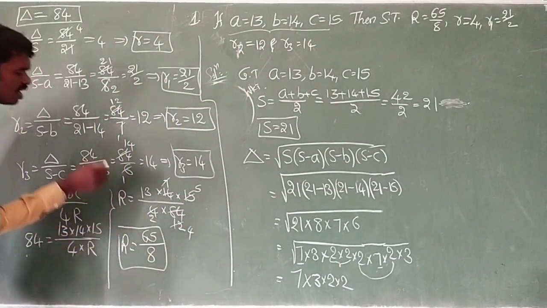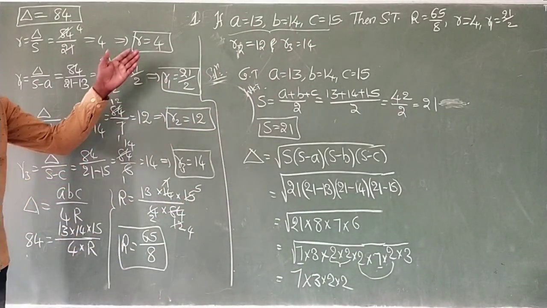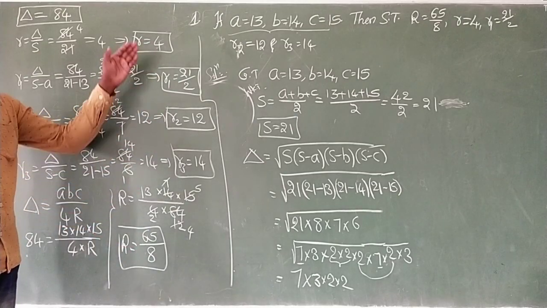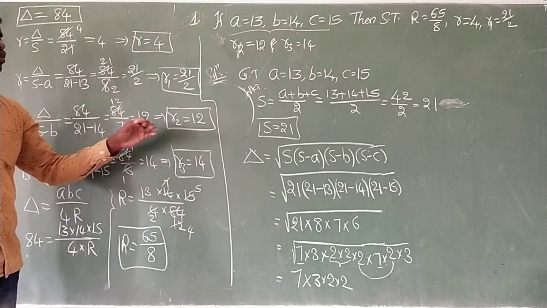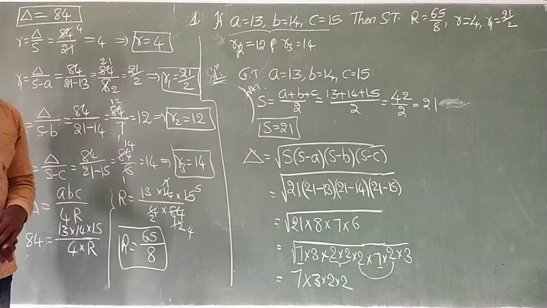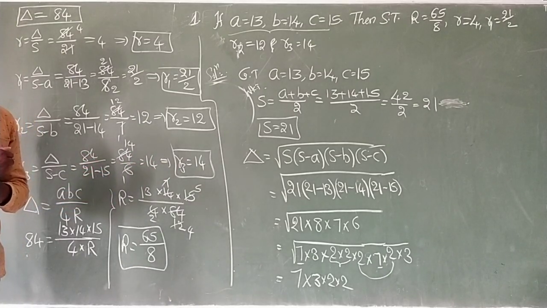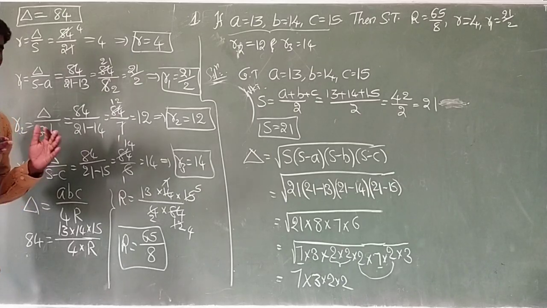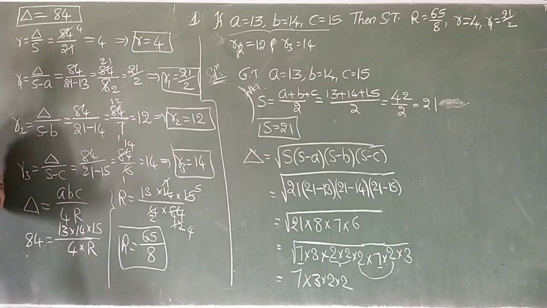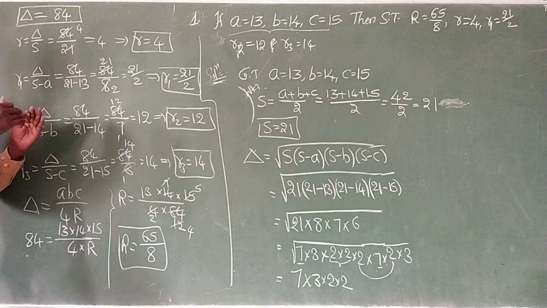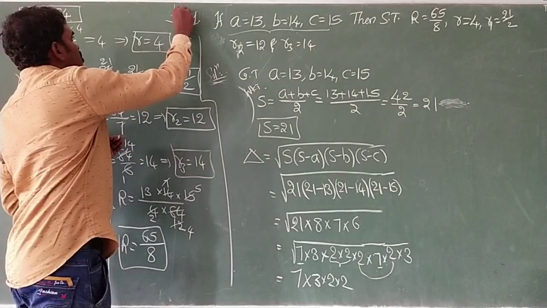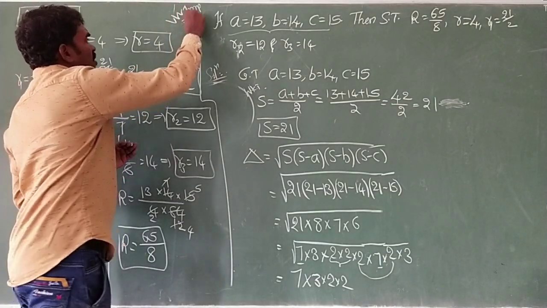Hence we proved all values. Therefore capital R value is proved, small r value proved, small r1 proved, small r2 proved, small r3 proved. This is the answer, the solution. Is it clear? If you have any doubt, please watch again. Then you can easily understand. This is a very important question for 7 marks.